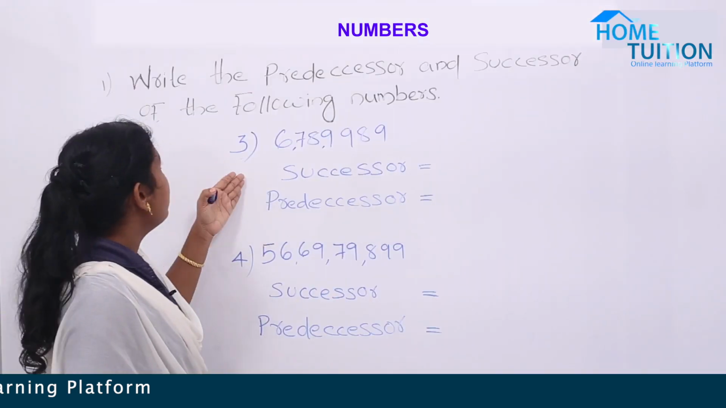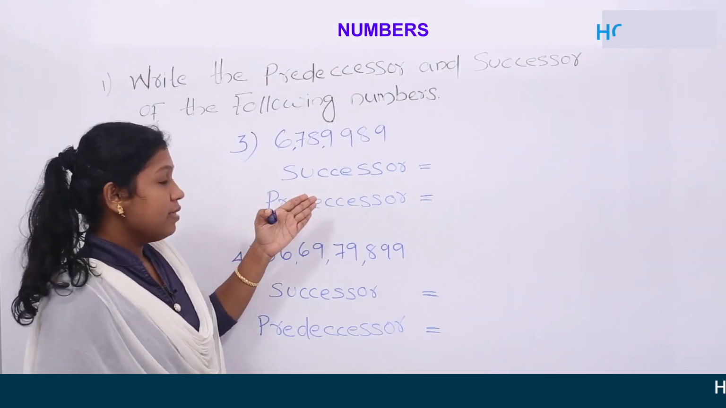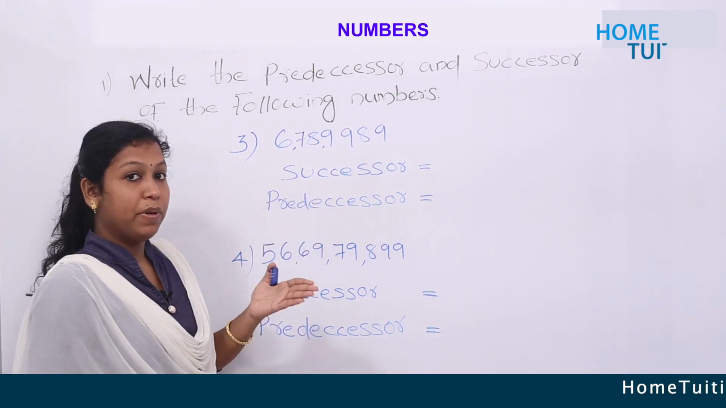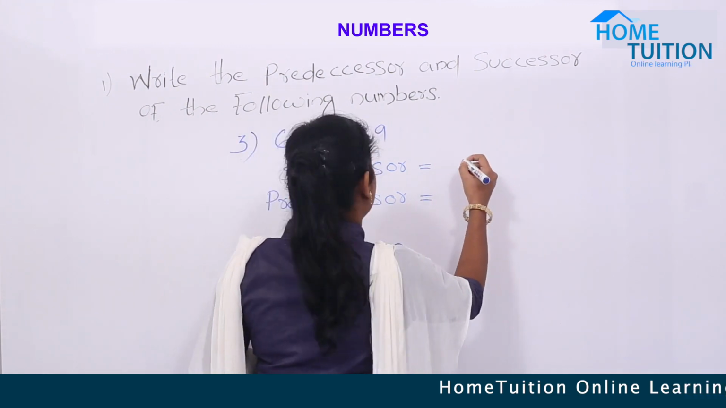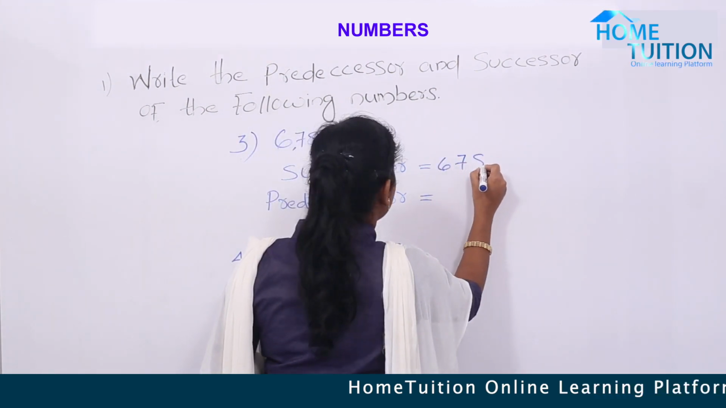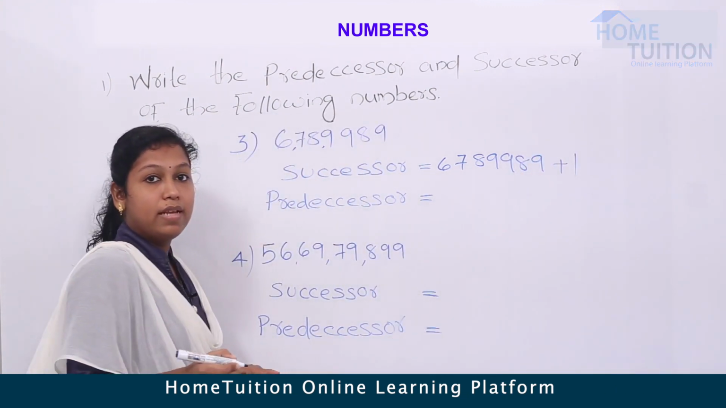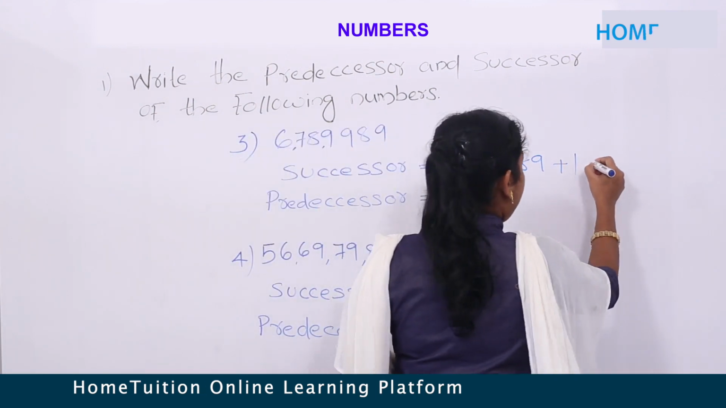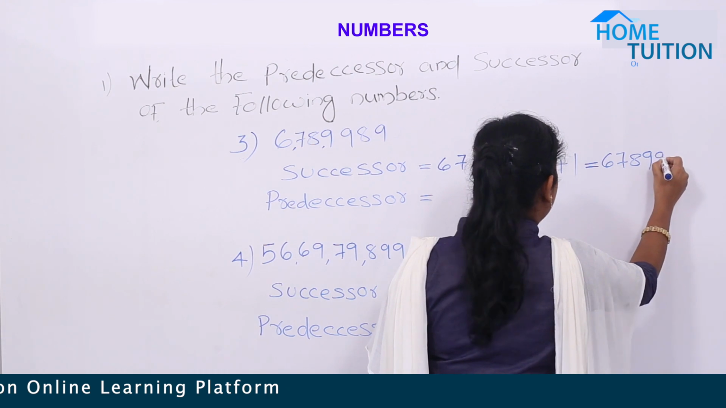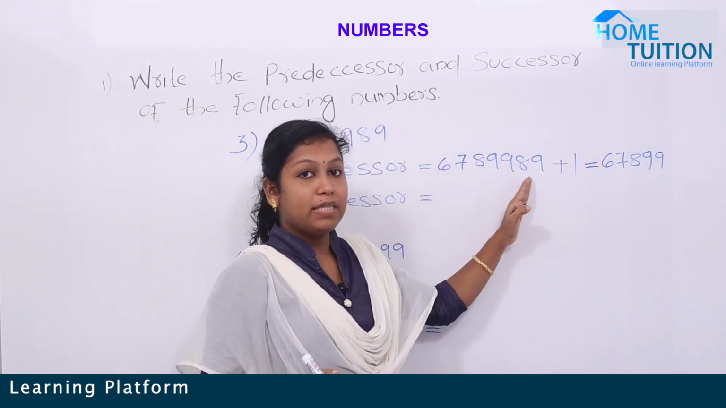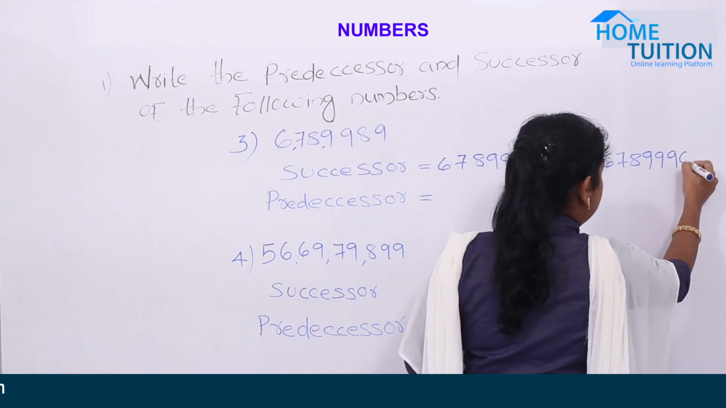Next, the third question. Write the predecessor and successor of the following. Here we find the successor and predecessor. The successor, we know, is the number plus 1. So I can write the number 6,7,8,9,9,89 plus 1. That is the successor. The last number is 89, and 89 plus 1 is 90. So the last number is 90.